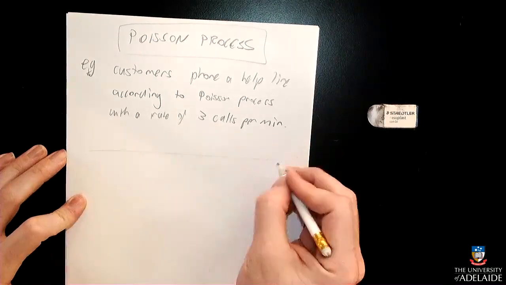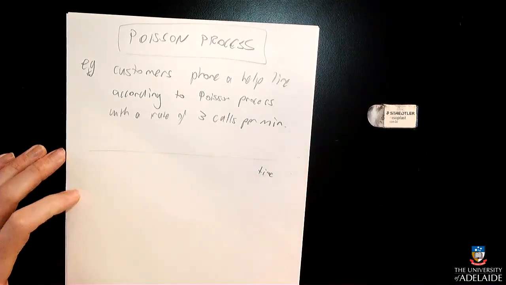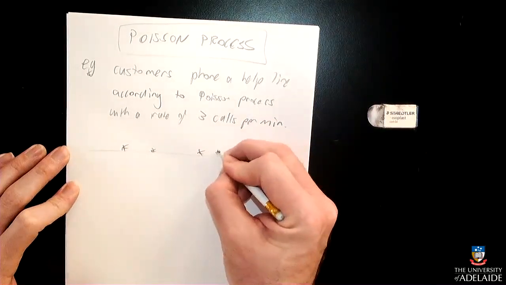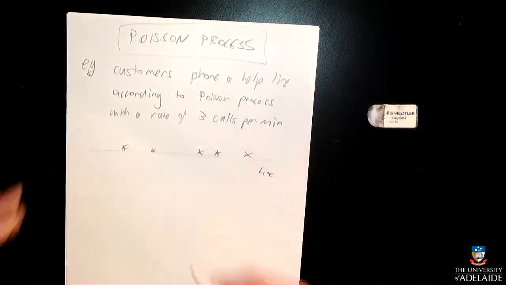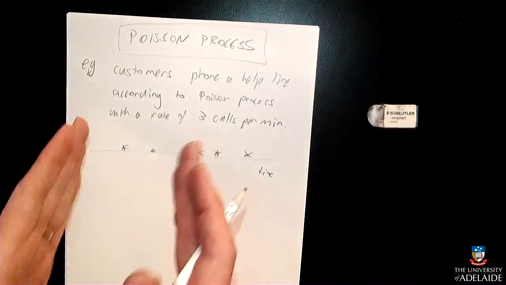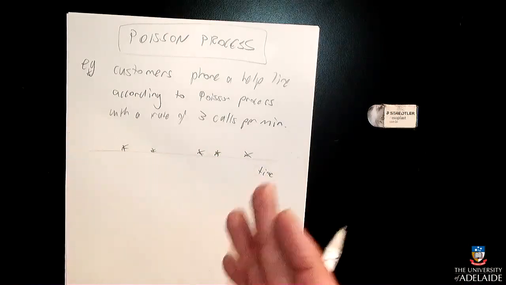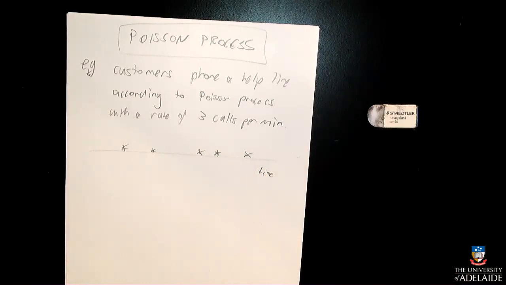We have time, and then calls happen at various points like that, and they're spread out by different amounts. The idea is that if you take a one-minute period, on average there are 3 in that minute. Okay? Cool? So, on average every 20 seconds.